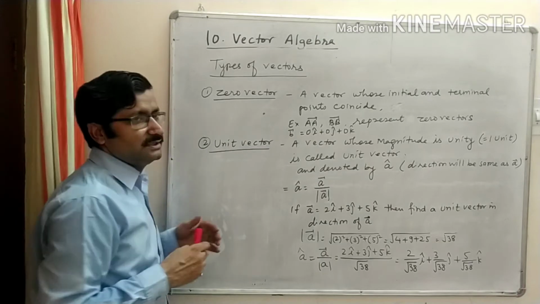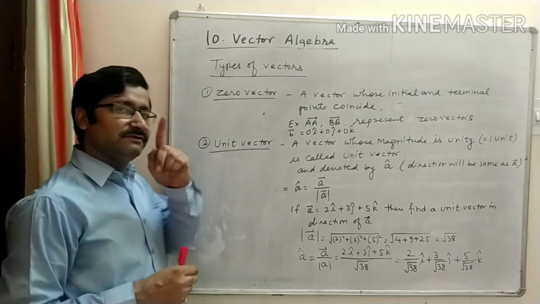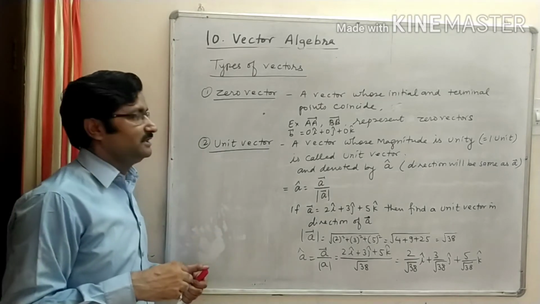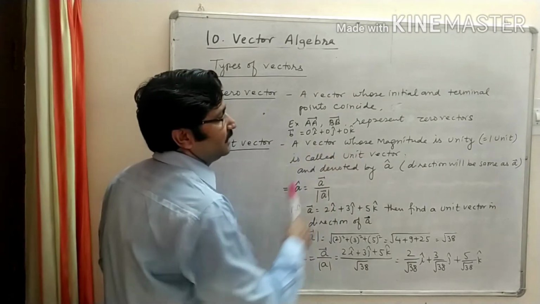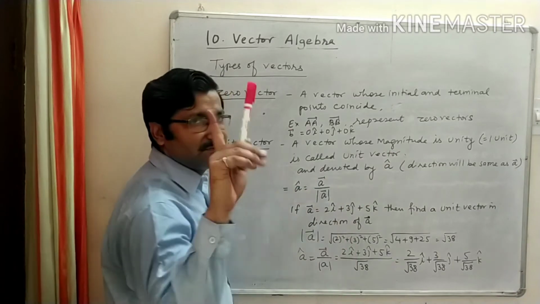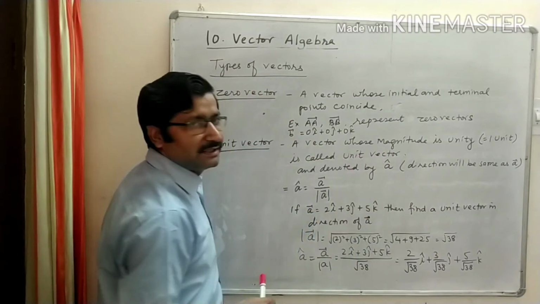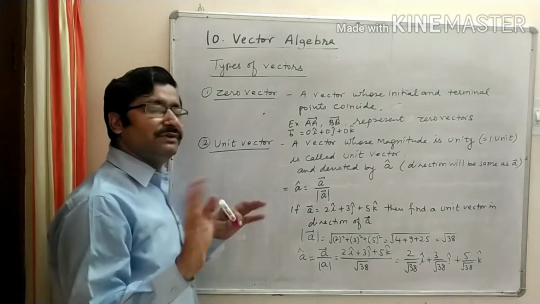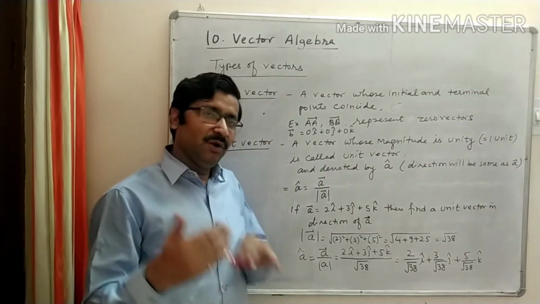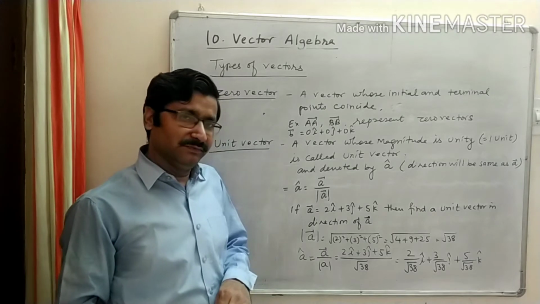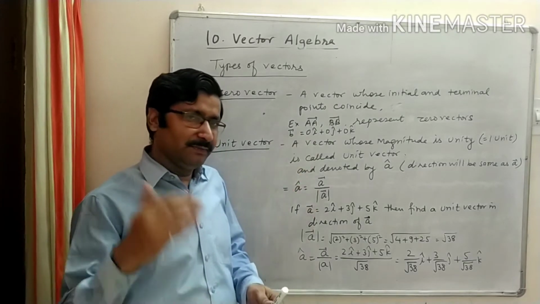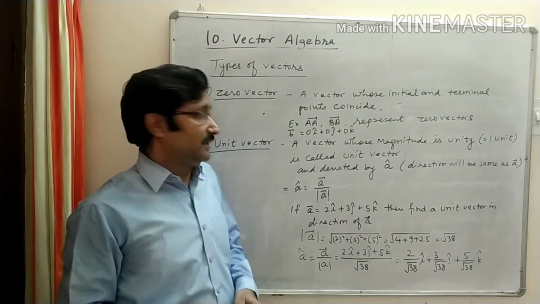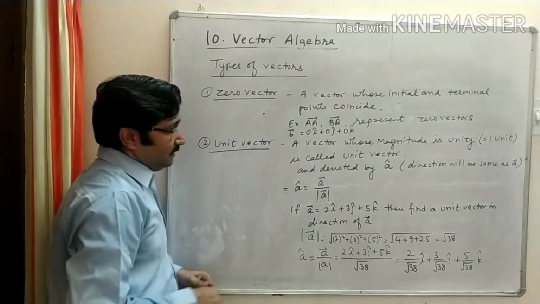Unit vector. Unit vector means, as the name says, unit. Unit means 1, meaning its magnitude is 1. It is very simple. A vector whose magnitude is unity, meaning 1 unit, is called a unit vector. To check whether a vector is a unit vector or not, you have to find its magnitude. If the magnitude is equal to 1, then it is called a unit vector.